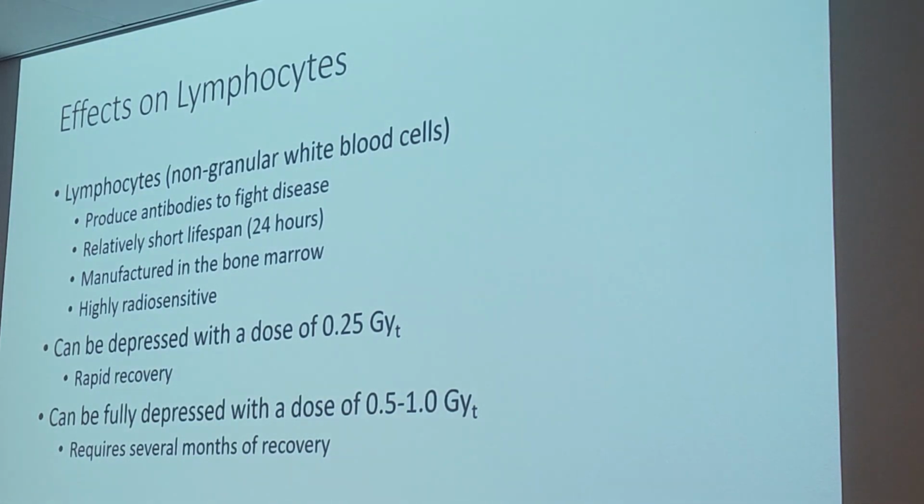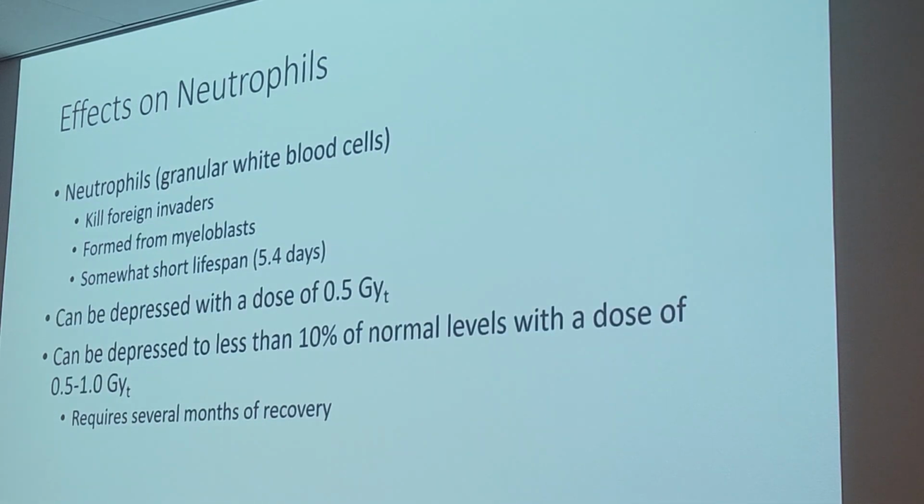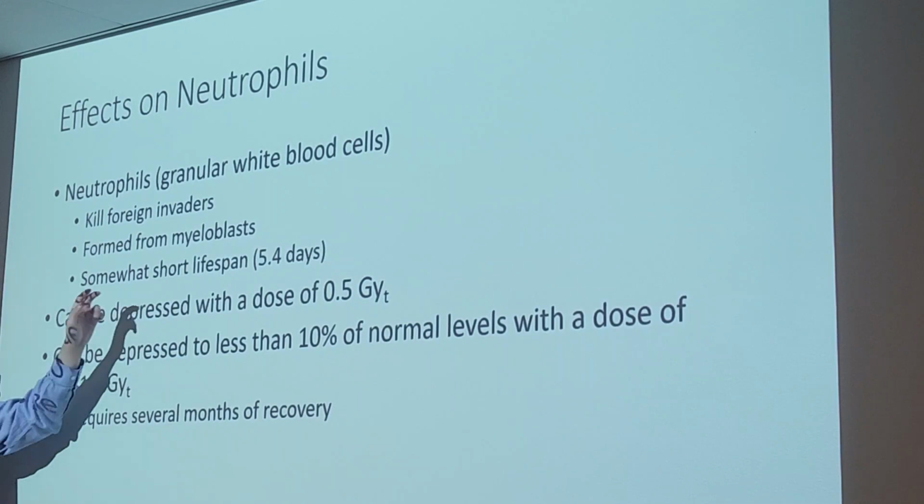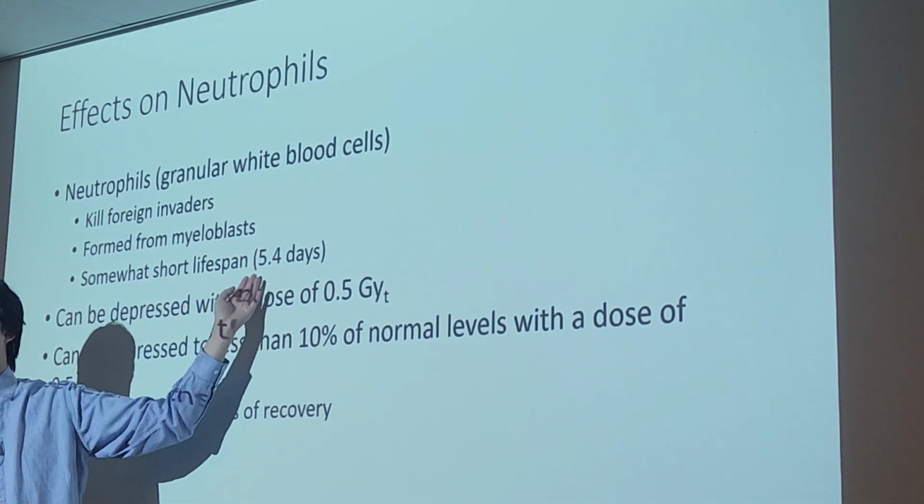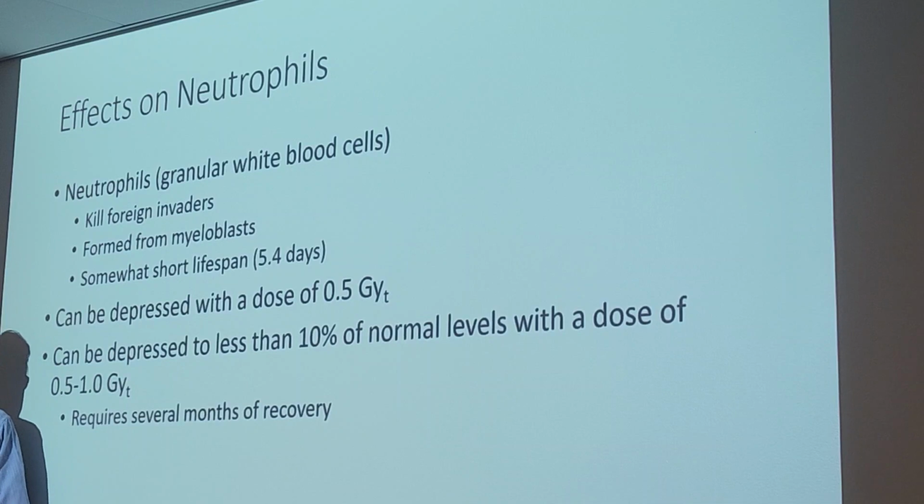Okay. So key takeaways so far: red blood cells are not the main impact from radiation. It's white blood cells like lymphocytes, or white blood cells like neutrophils. Neutrophils also have a short lifespan, only about 5 to 6 days. So they last less than a week. They also need to be replenished regularly. Same numbers here, 0.5 to 1 grays: you can depress them, and it takes months to recover.